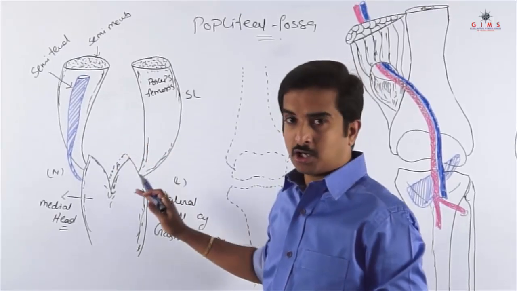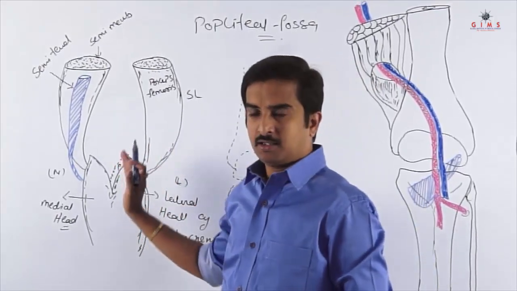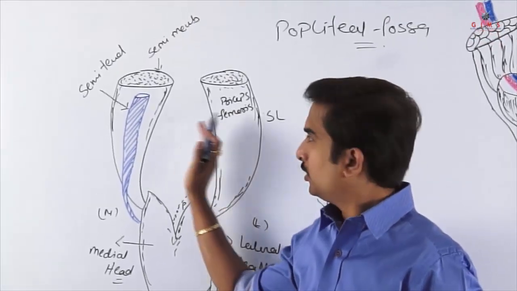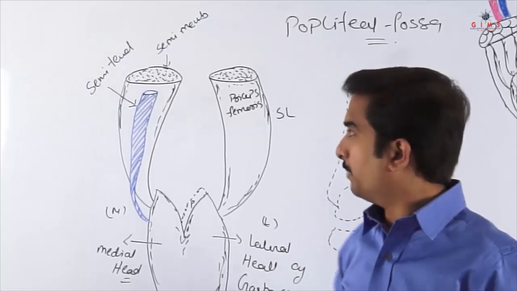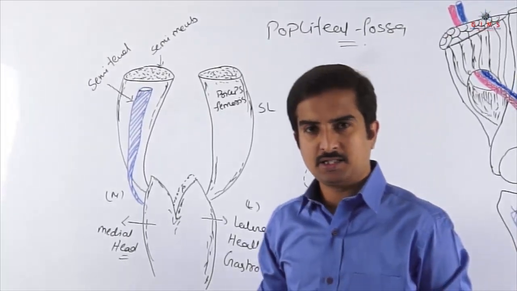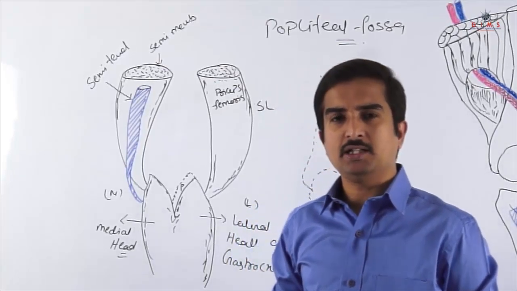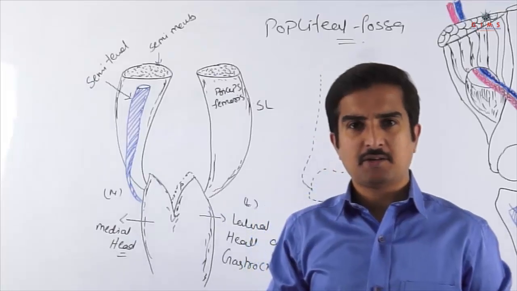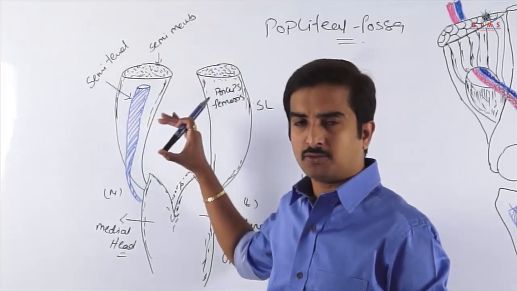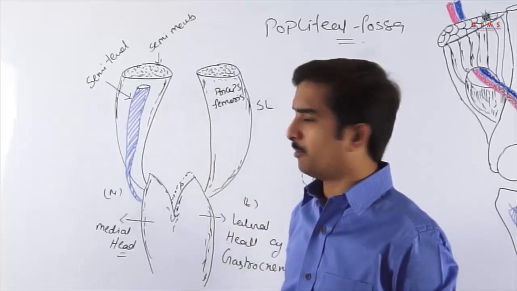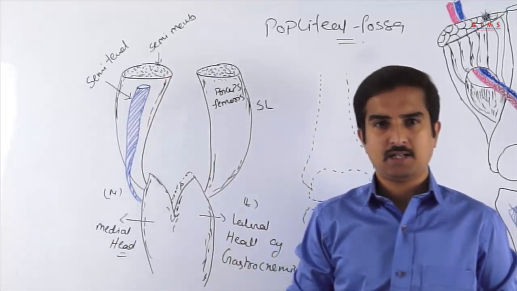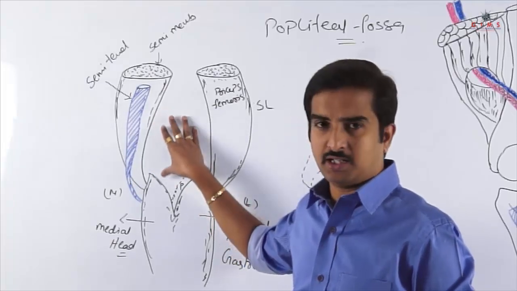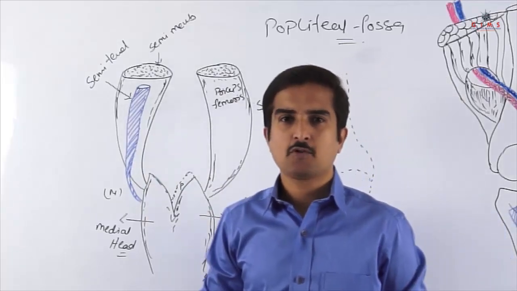There are four boundaries in total. I will repeat again. The superolateral boundary is formed by the biceps femoris. The superomedial boundary is formed by semimembranosus and semitendinosus, and other muscles also take part in the superomedial boundary, that is gracilis, sartorius as well as adductor magnus, but the main boundaries superomedially are formed by the semimembranosus as well as semitendinosus. Like that a diamond shaped depression is created at the back of the knee. This is called the popliteal fossa.